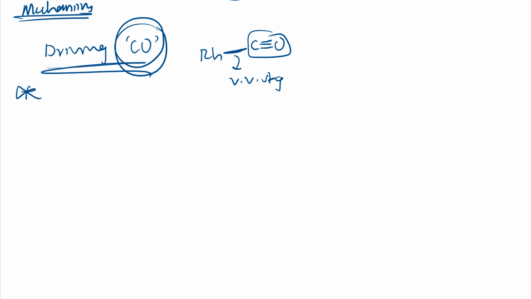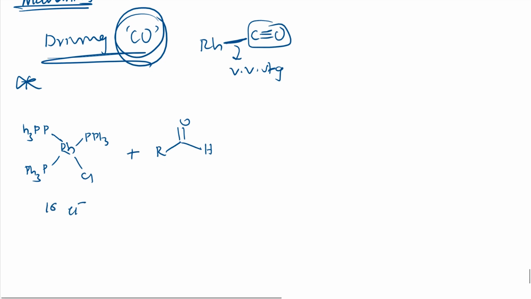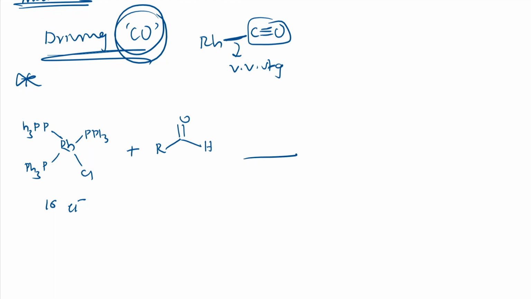First I will take this rhodium, and here also PPh3, PPh3, and here chlorine is there. To this I will add one aldehyde, RCHO, like this. It has got 16 electrons; I told you how to count. So what happens? Oxidative addition happens.